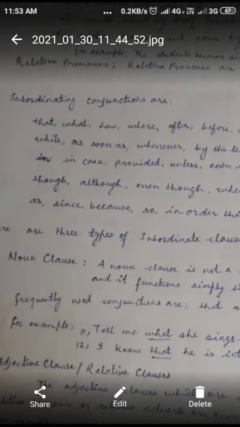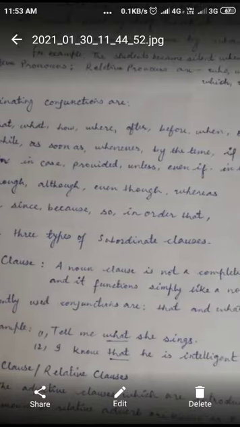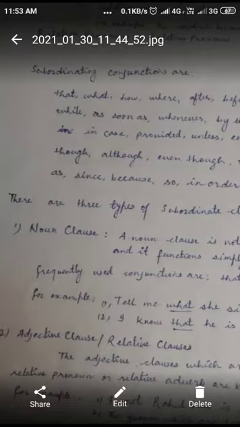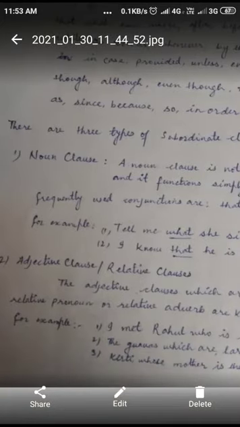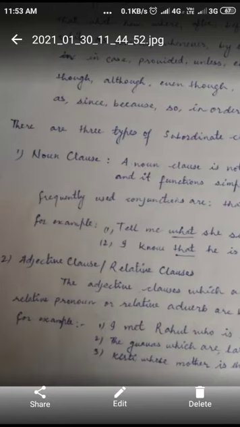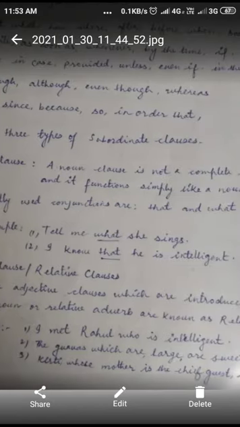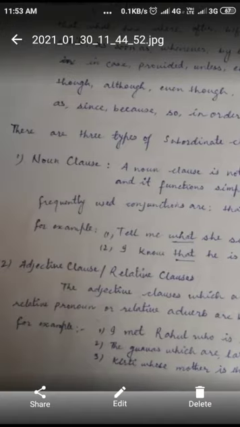And now we are going to discuss types of subordinate clause. Subordinate clause कितने तरह के होते हैं? Number one, noun clause. Number two, adjective or relative clause. Number three, adverb clause. तीन तरह के subordinate clause होते हैं. Noun clause, adjective clause और adverb clause.